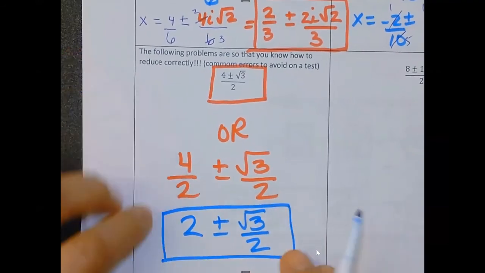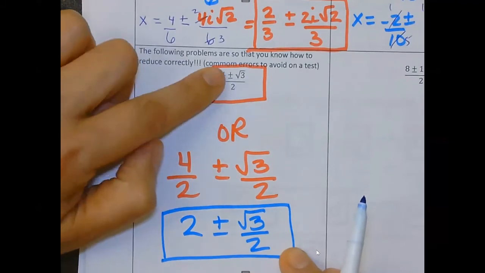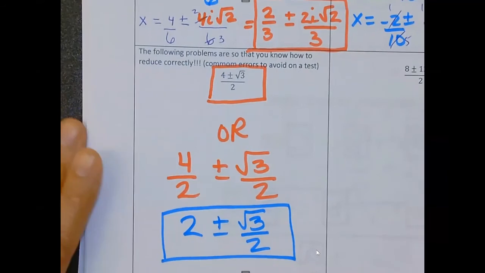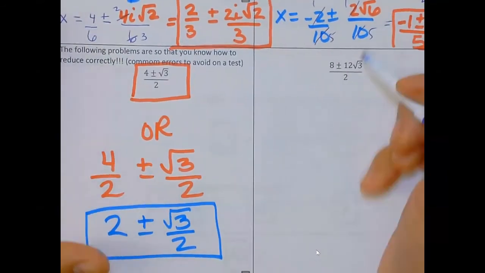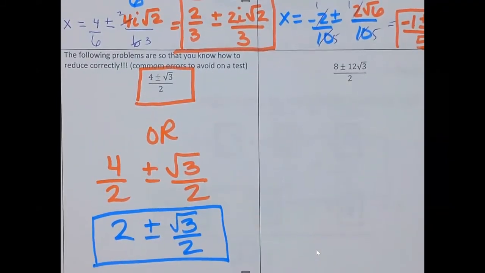This answer is fine. If you just canceled those out right there, that's wrong. So best thing to do is just break it apart. All right, next problem. Go ahead, break it apart. Simplify, reduce. Hit the pause button. Do it yourself, then check your answer.